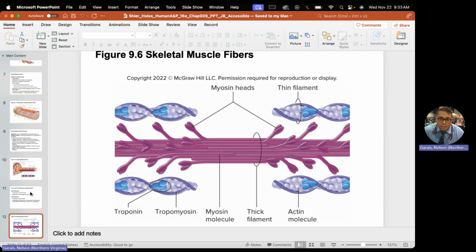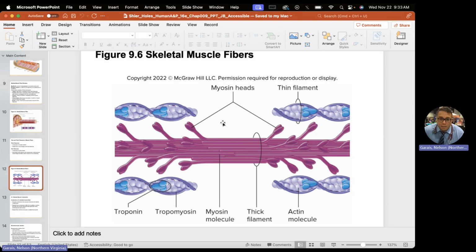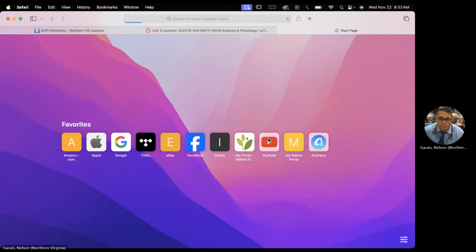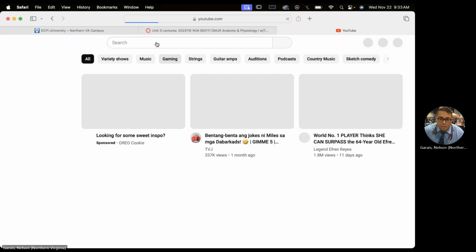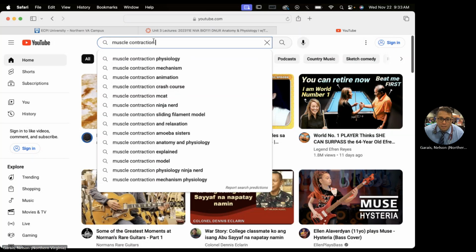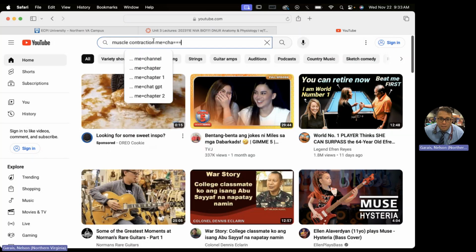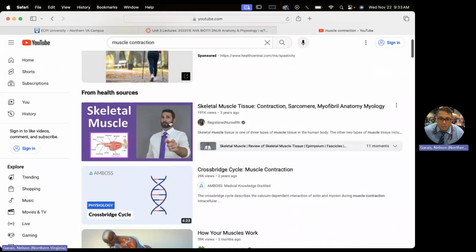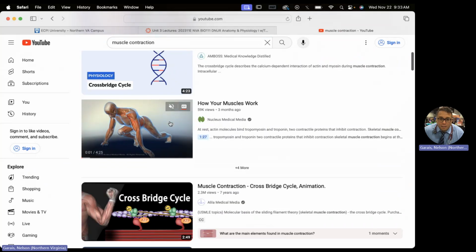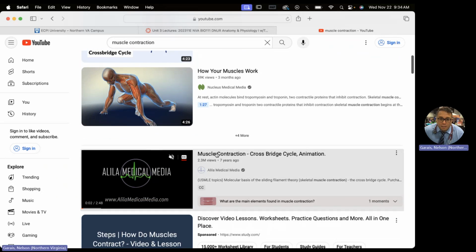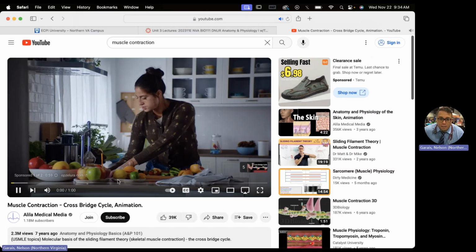So this is a very static, hard to look at thing. So I'm going to look at YouTube. And I think the Khan Academy one was pretty good. Just do muscle contraction. Yeah, this one I used before. So let's look at this.